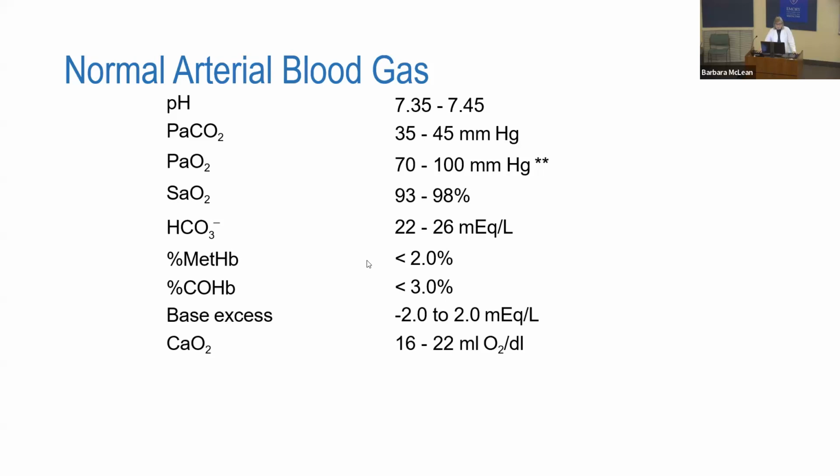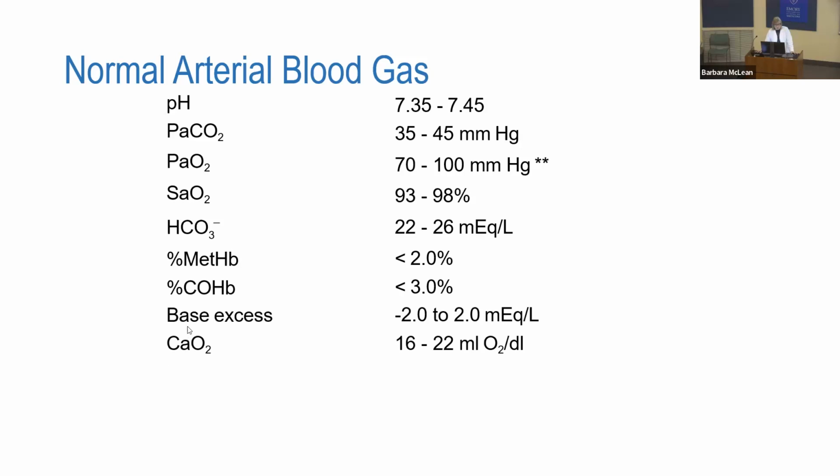Carboxyhemoglobin is probably the one that you might be asked a question about, and it should always be less than 3%. Methemoglobin, these are abnormal forms of hemoglobin, either carbon monoxide bound to the hemoglobin, which displaces your oxygen, or an alteration in the hemoglobin integrity. So we're just going to remember those numbers. There typically won't be any questions that you will be asked. Okay, so that kind of takes care of the blood gas.